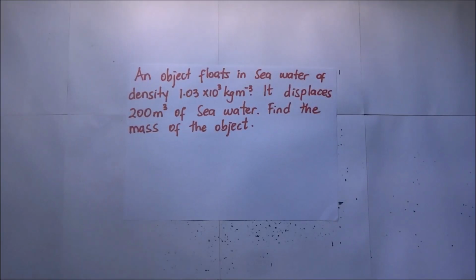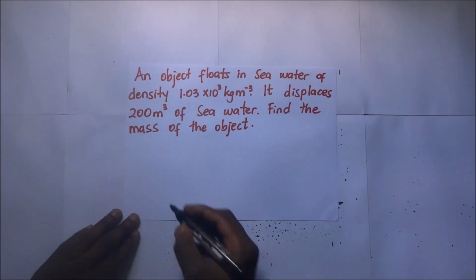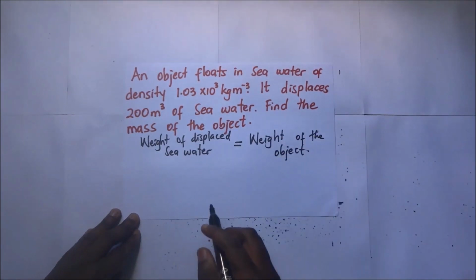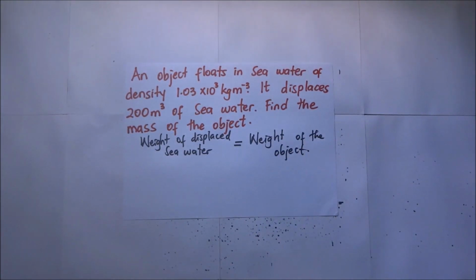This question says that an object floats in seawater of density 1.03 times 10 to the power 3 kilograms per meter cubed, and it displaces 200 meters cubed of seawater. Find the mass of the object. Again, we are going to use the law of flotation, which simply states that the weight of the displaced seawater is the same as the weight of the object. So the weight of the displaced seawater is equivalent to the weight of the object that is actually floating.